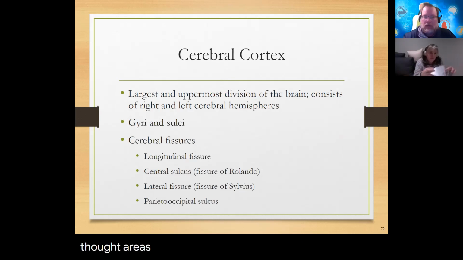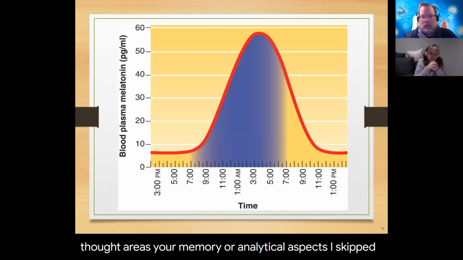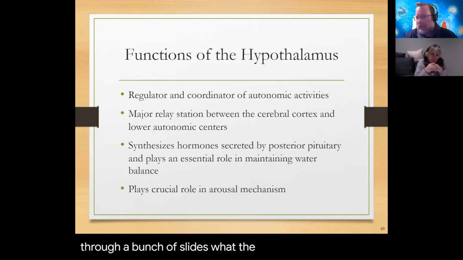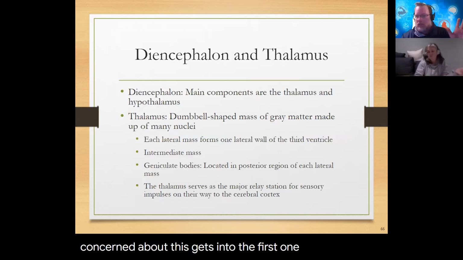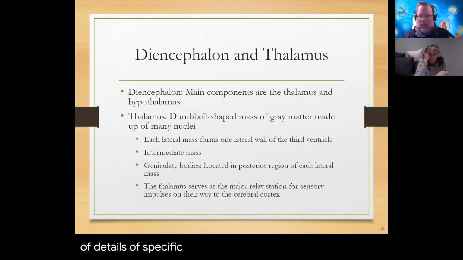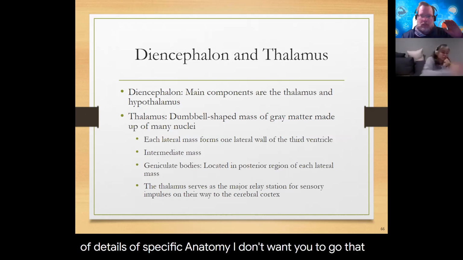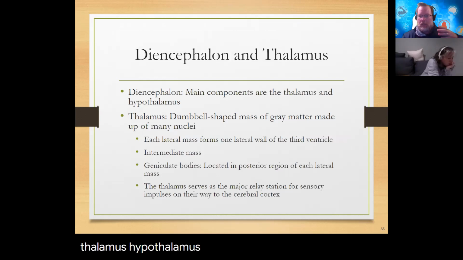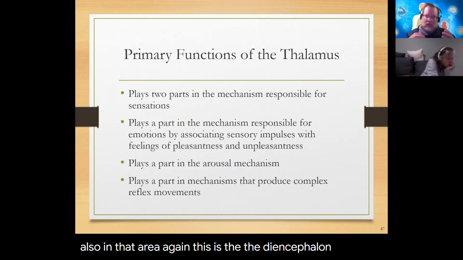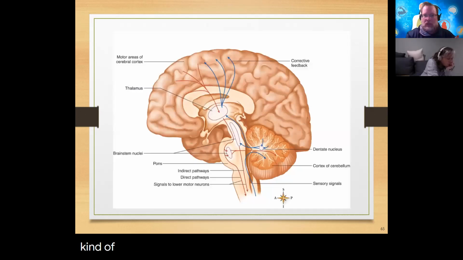your thought areas, your memory, your analytical aspects. I skipped through a bunch of slides. Let me go back to a couple of them. A few of them we're not concerned about. The first one gets into a lot of details of specific anatomy. I don't want you to go that far. I just need you to know that the diencephalon is the thalamus, hypothalamus primarily. We'd see the pineal gland also in that area. Again, the diencephalon is that kind of relay station.